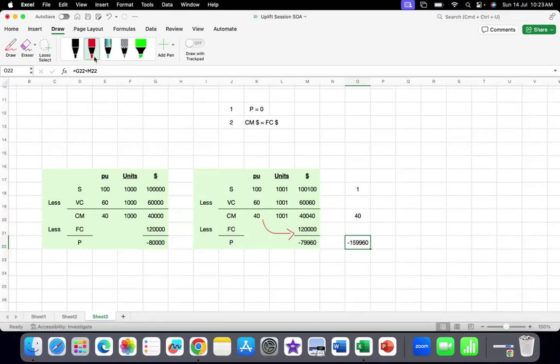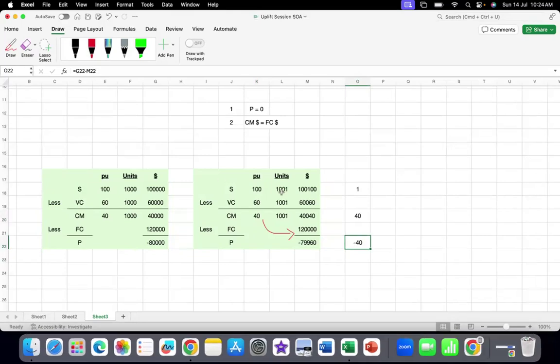So my profit got increased by 40. My profit got increased by 40 because I made one extra unit. What if you produced 1002 units? The difference should increase by 80. So what is happening is the moment I am producing more units, I am reaching what my aim is.